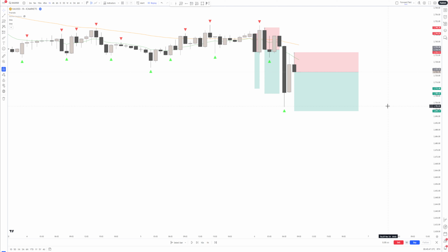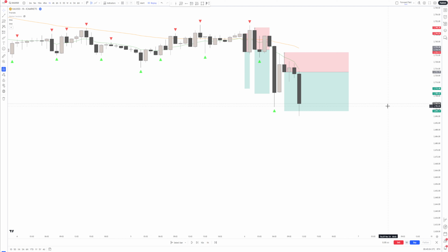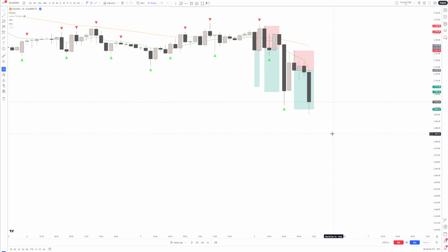But let's see what happens. Do we get tagged in? Okay, we do get tagged in. Okay, so far so good. Okay, so we did win that one as well. So we got another 2R trade.